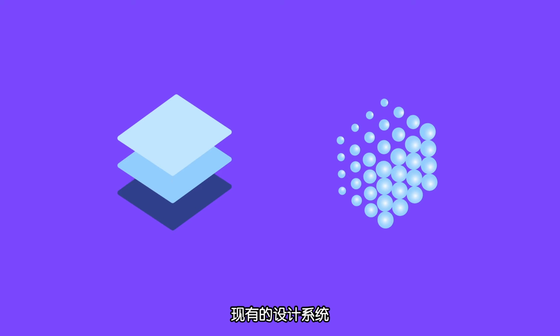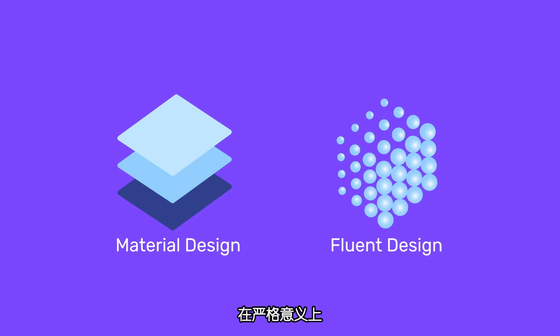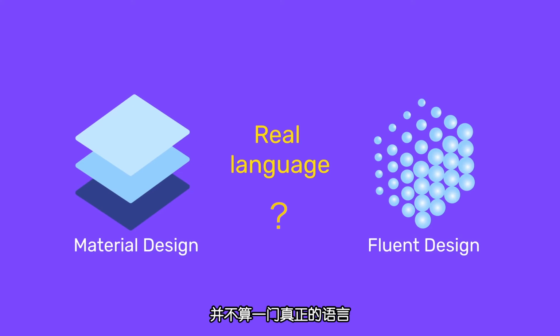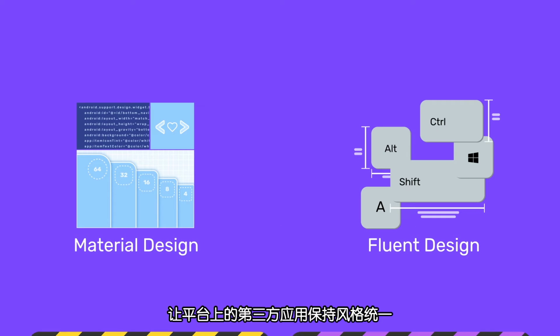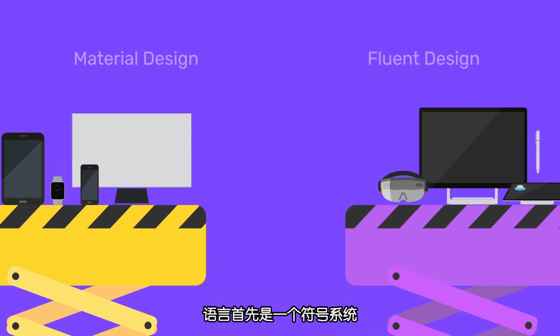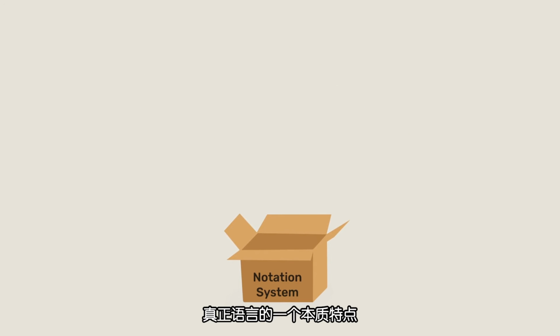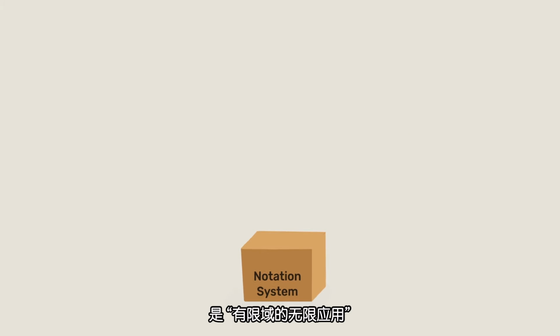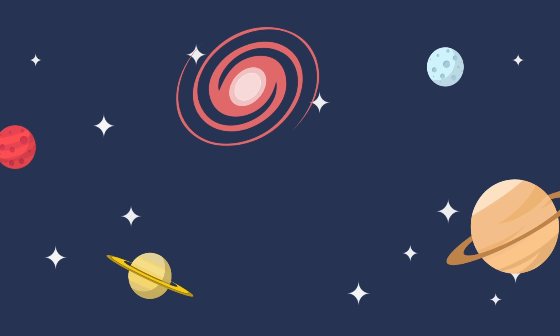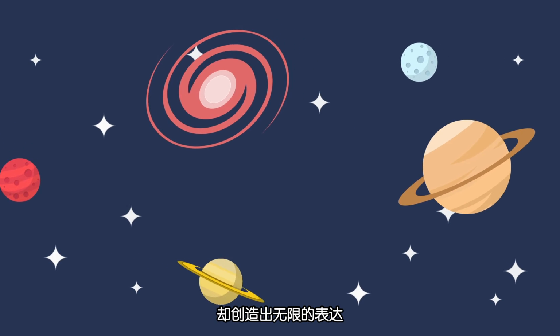Established design systems like material design and fluent design are not, in a strict sense, real languages. They are guidelines to keep third-party applications consistent on a particular platform. A language is a notation system. One essential character of a real language is the infinite use of finite media, which allows people to create infinite new expressions with limited components.